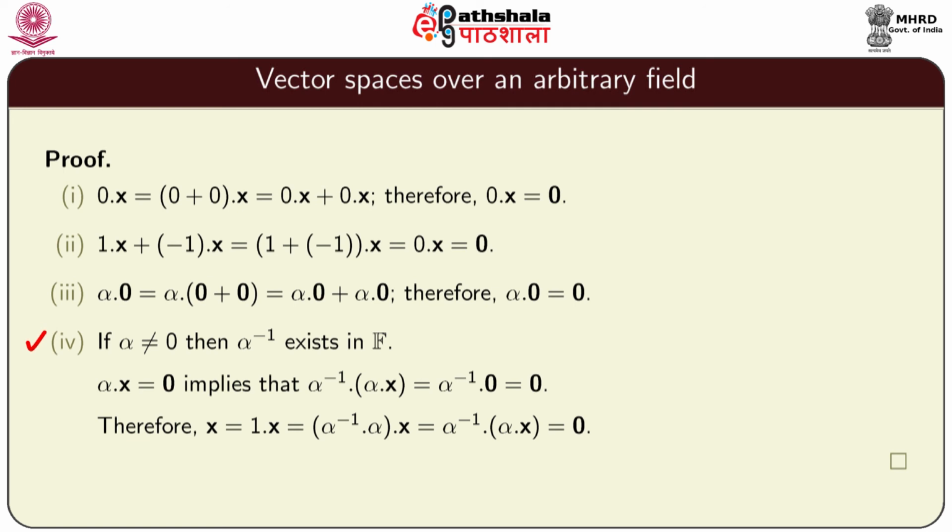And the fourth one, this is where you are using the field structure in full force, in the sense that if alpha is not 0 in F, since F minus 0 with multiplication is an abelian group, therefore, alpha has to have a multiplicative inverse, which is denoted by alpha to the power minus 1, which is the multiplicative inverse of alpha that exists in F. Now, starting with alpha x equal to 0, if you apply alpha to the power minus 1 on both sides, then that leads to alpha inverse alpha dot x, but alpha inverse alpha is 1, and therefore, you can show that x is equal to 0. This proves the theorem.